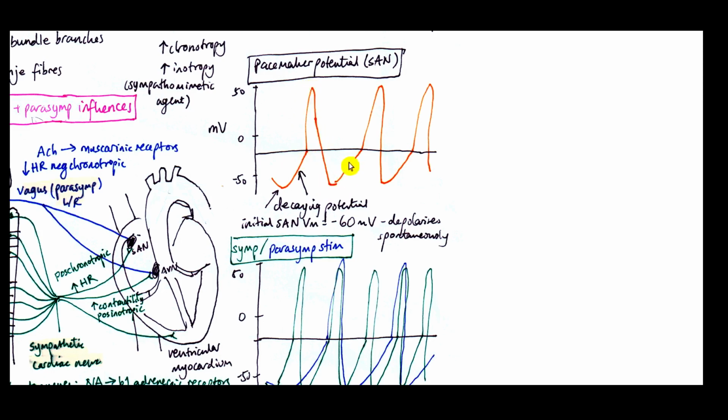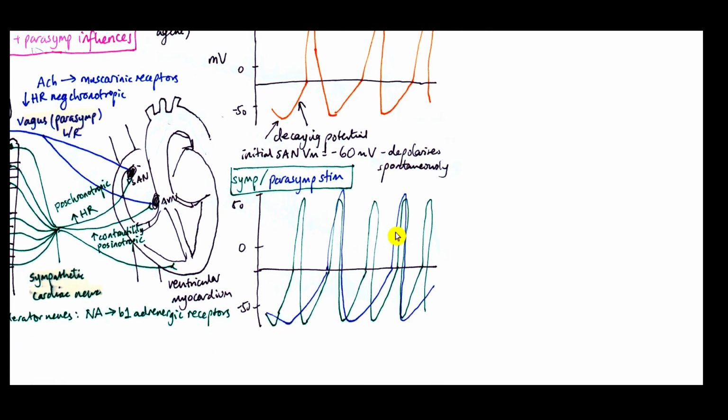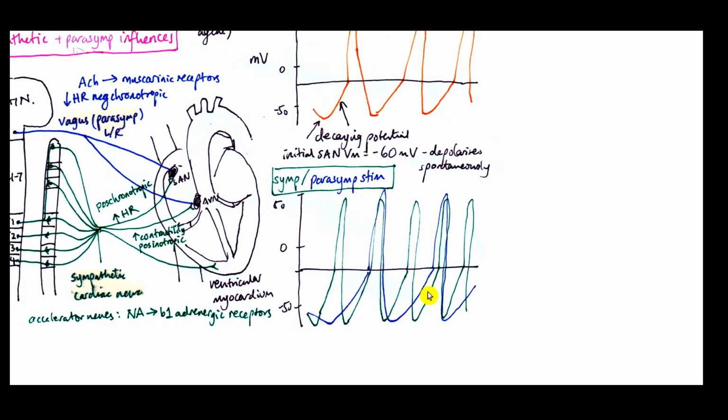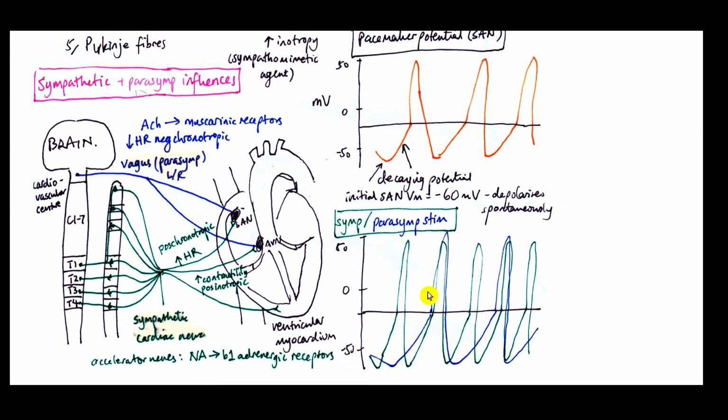So it depolarizes itself. Whereas if you give it sympathetic stimulation, the key thing here is that it increases the slope. Compared to this, it increases the slope of the decaying potential, and that causes more action potentials to happen in a given time. Whereas if you vagus nerve it and decrease the slope of the decaying potential, then you'll have fewer action potentials in a given time. So that's how it works, basically, how it modulates contraction and heart rate.